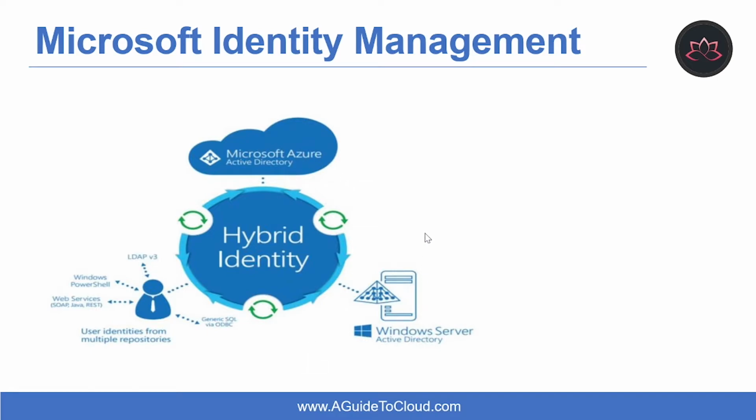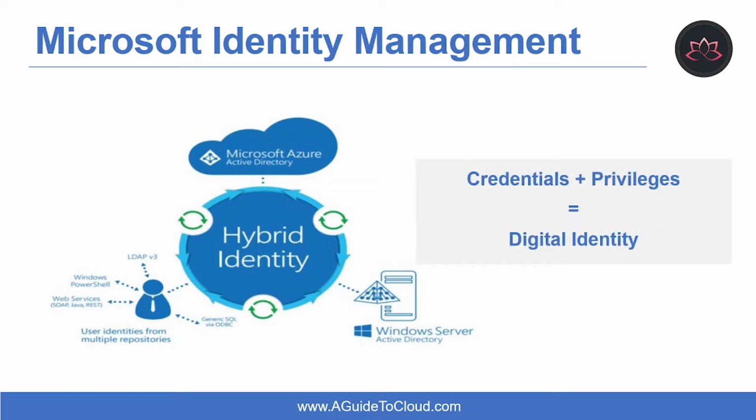Identity has become the common factor among many services like Microsoft Office 365 and Xbox Live, where the person is the center of the services. Identity is the new security boundary, the new firewall, the new control plane, whichever comparison you prefer. Your digital identity is the combination of who you are and what you are allowed to do. That is called credentials plus privileges equal to digital identity.